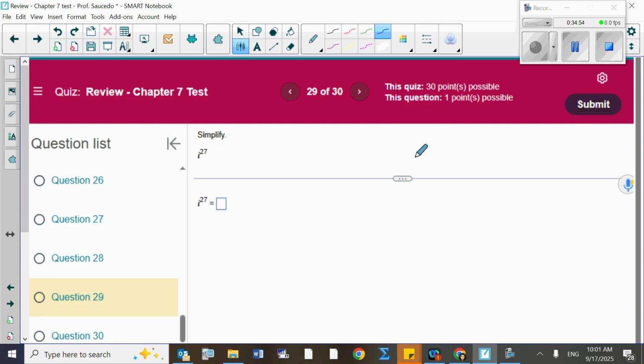Next, we want to simplify i to the power of 27. Again, we're using the same method. i squared equals negative 1. So see if you can find i squared here. Because this is an odd number, I'm going to write that as i to the power of 26 times i. We know that if you have x to the power of a times x to the power of b, you keep the base and add the powers.